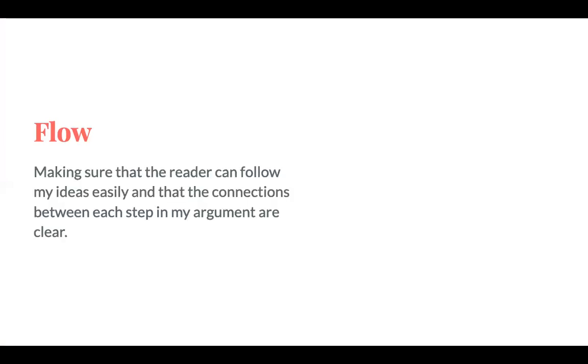Okay. So the next type of editing I want to talk about is editing related to flow. What do I mean by that? Flow is making sure that the reader can follow your ideas easily and that the connections between each step in your arguments are clear, right? This occurs on multiple levels. We can talk about flow between sections of your thesis, flow between paragraphs, and flow between sentences. So it's related to making sure that connections are clear.